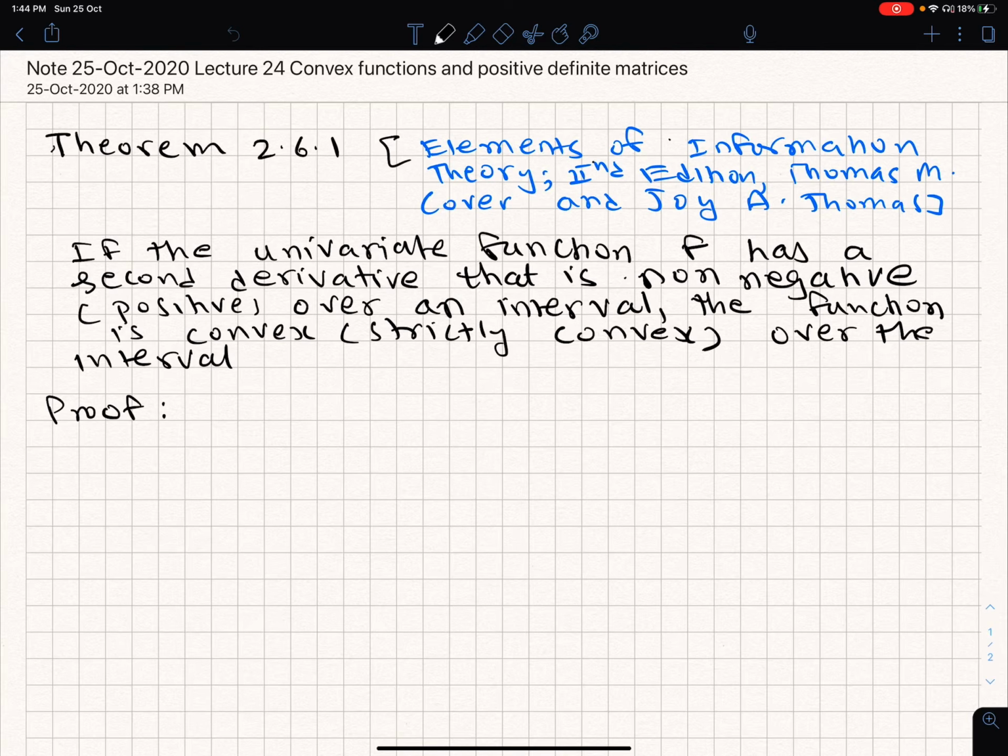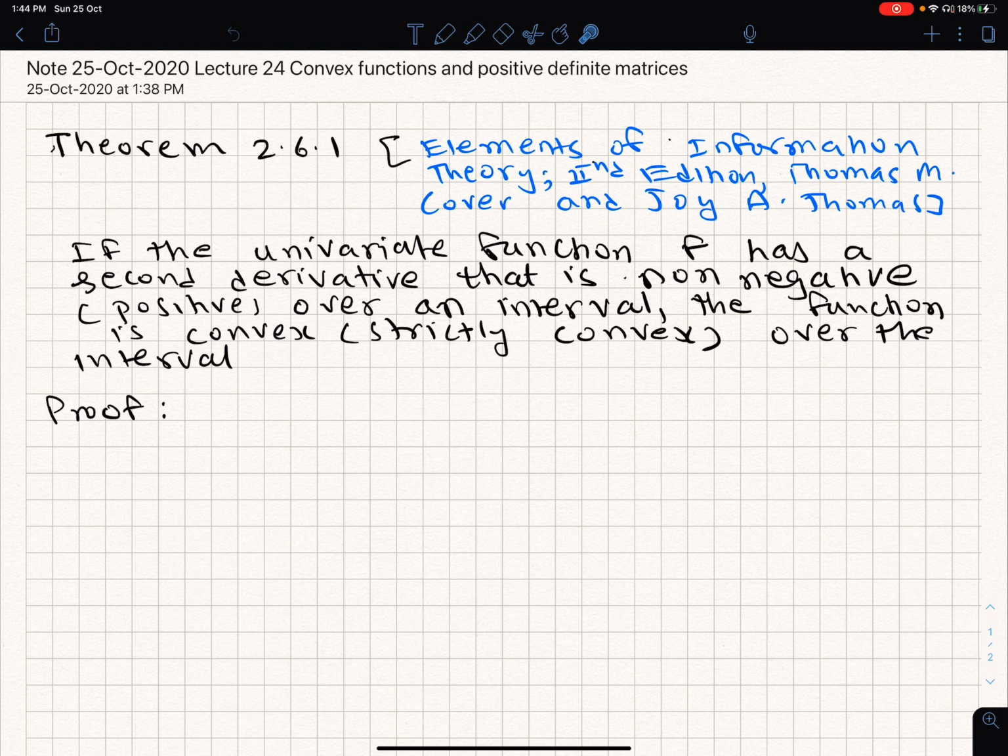All right. So now I will start connecting the convex functions with the positive definiteness of the Hessian matrix. Let me begin with a simple univariate case of a convex function. So this is a theorem 2.6.1 from the Elements of Information Theory by Thomas Cover and Joy Thomas.